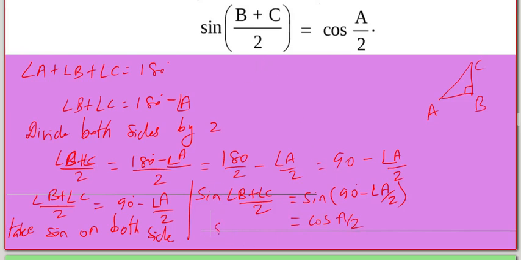That is what we had to prove. So sine of (angle B plus angle C) by 2 equals cos of angle A by 2. That is what we had to prove, and we got it.